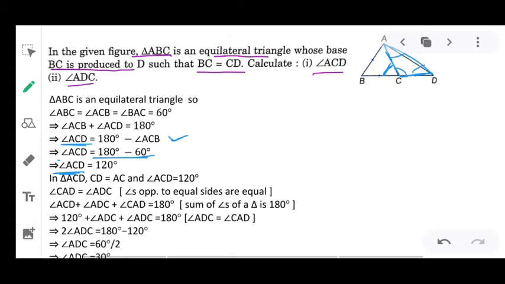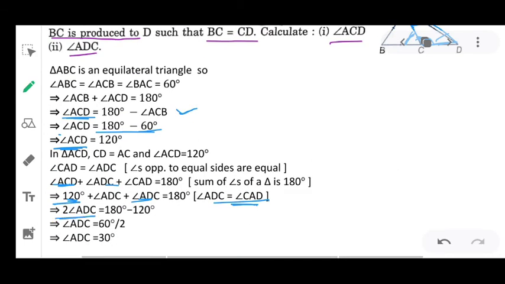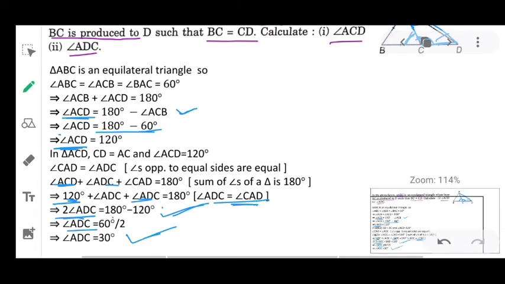So 120 degrees is the value of angle ACD. Write 120 degrees instead of ACD, plus angle ADC plus angle ADC, because angle ADC equals angle CAD. Clear? So 2 angle ADC will be 180 minus 120 degrees. So 180 minus 120 degrees is 60 degrees. So angle ADC equals 60 degrees divided by 2, equals 30 degrees. Clear?